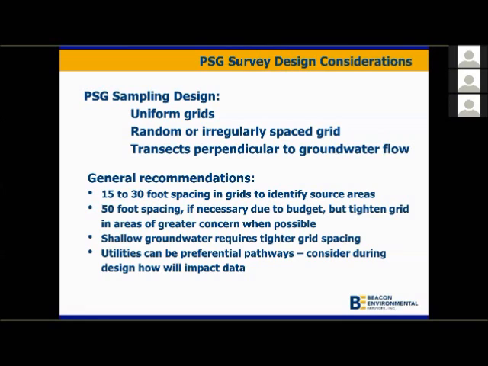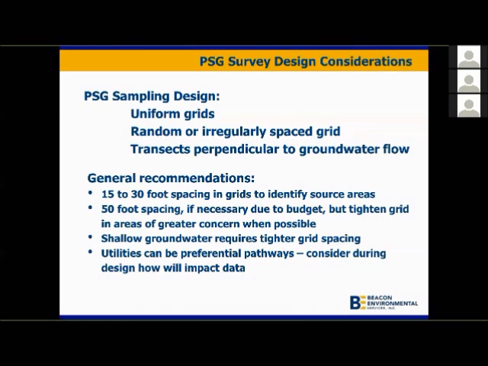And then transects typically are 100, 200 feet or further apart, depending on how large the plume is, so we can really focus in on the contamination in the center of the plume. For identifying source areas, we recommend spacing of 15 to 30 feet to identify those source areas and make sure we're not missing contamination. But some sites are obviously too large for that tight of a grid pattern.